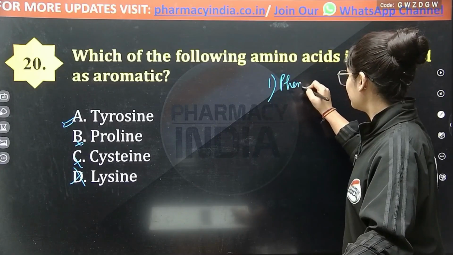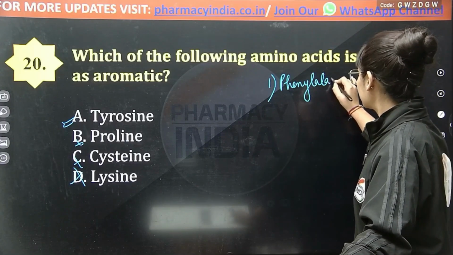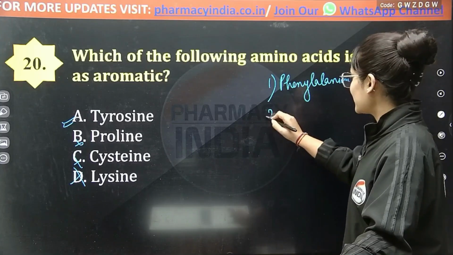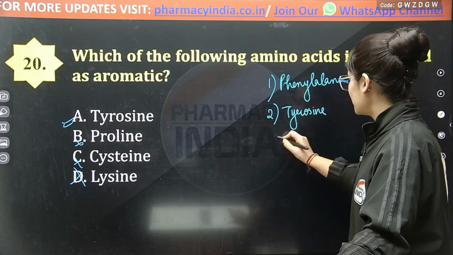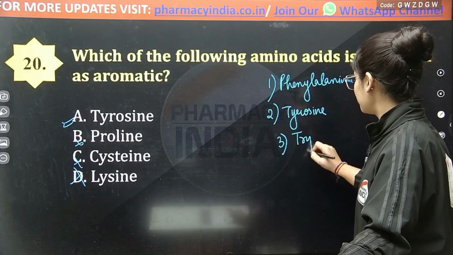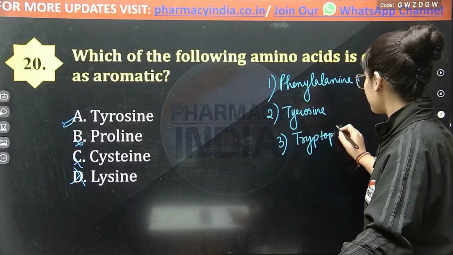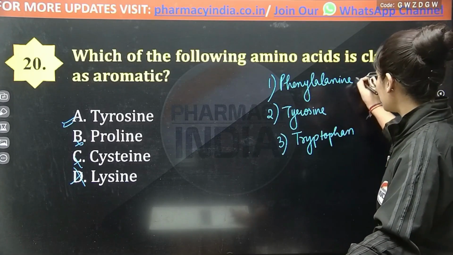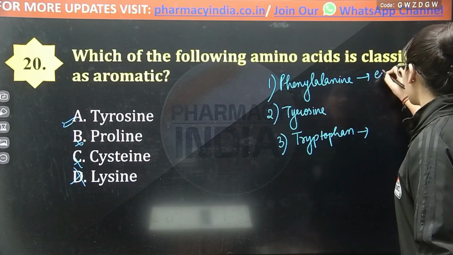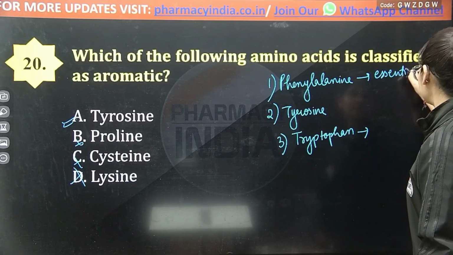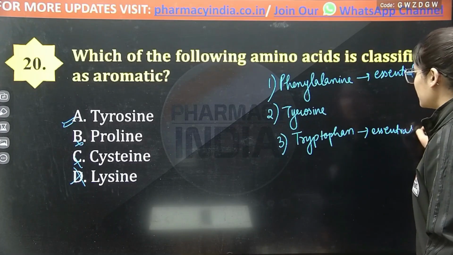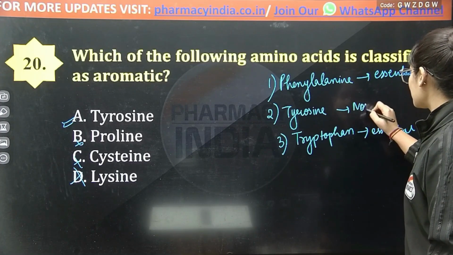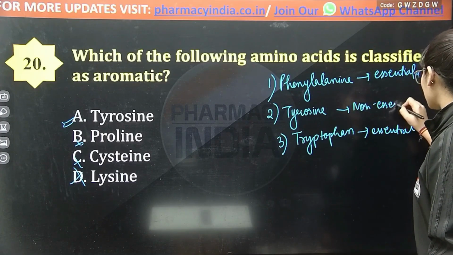Phenylalanine, second is tyrosine, and third is tryptophan, out of which phenylalanine and tryptophan are essential and tyrosine is a non-essential amino acid. Non-essential amino acid.